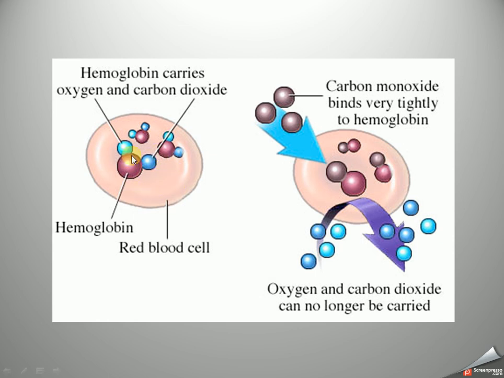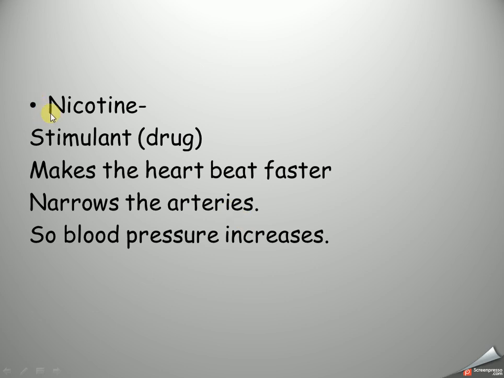So this is a red blood cell, and inside your red blood cell you've got this pigment called hemoglobin. Normally oxygen would attach to it, and it can take it around the body. But what happens is carbon monoxide binds very tightly to this hemoglobin, stops any more oxygen being carried or carbon dioxide, and that is what increases your blood pressure. The second way smoking increases blood pressure is nicotine. Now, nicotine is a stimulant, a drug, and that makes the heart beat faster because it stimulates you. It also narrows the artery, so again, blood pressure would increase.